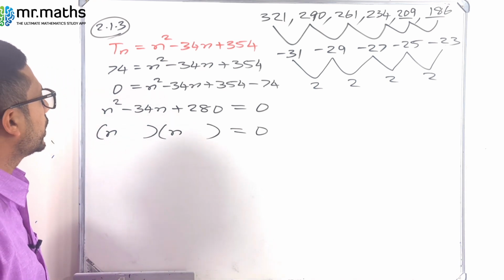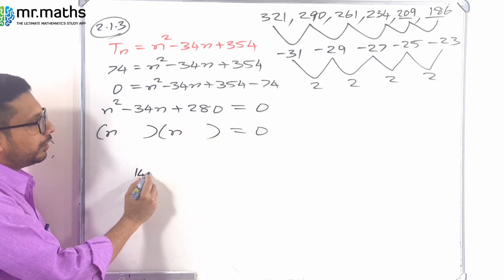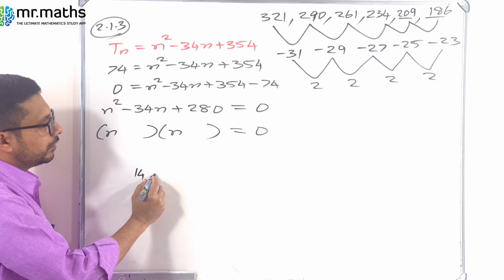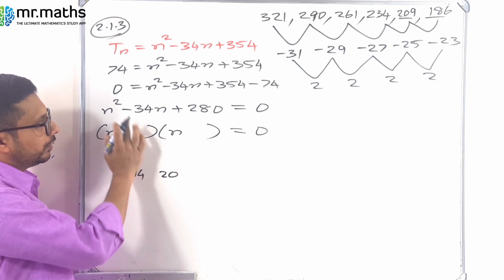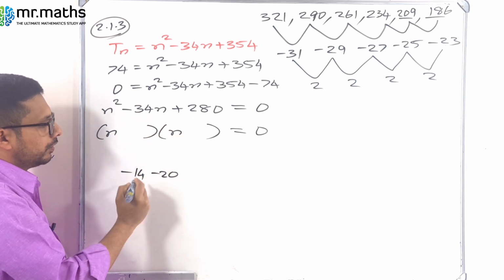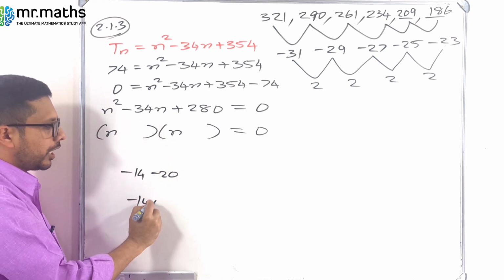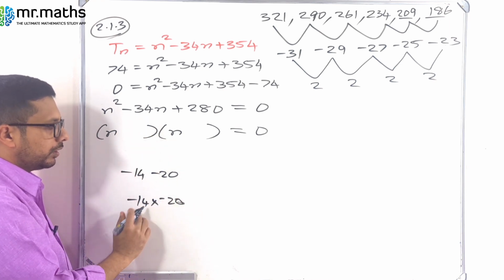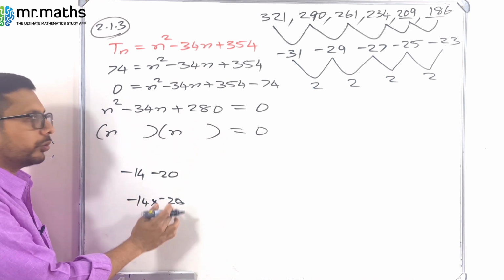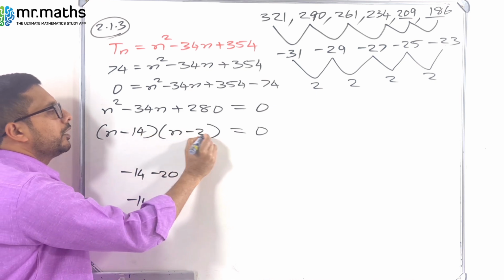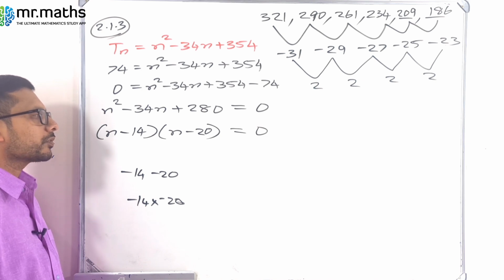34 and 14. 14 double is 28, so it is 14 and 20, plus 40. We want the negative sum to be positive. So minus 14 minus 20 is minus 34. Minus 14 times minus 20 is plus 280. So the numbers are minus 14 and minus 20. Do you understand? So here it is n minus 14 and n minus 20.